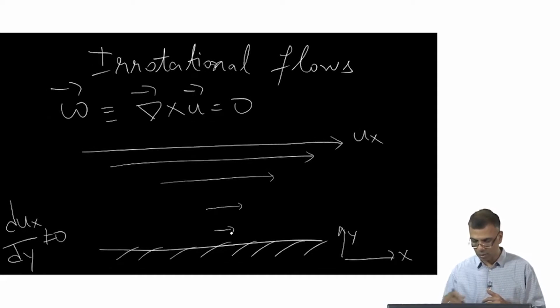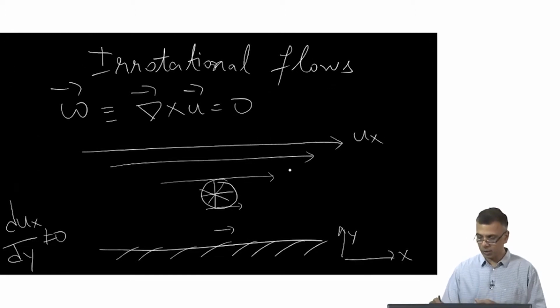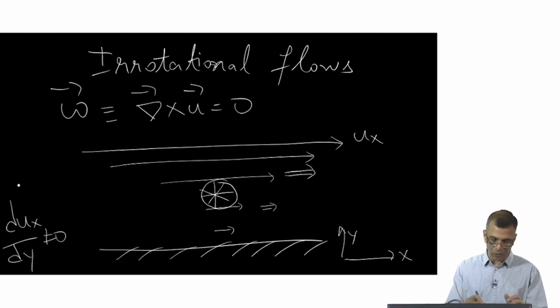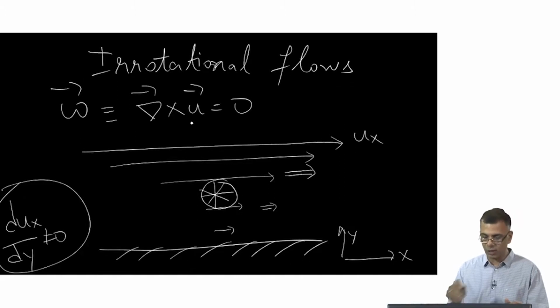If you placed a little paddle wheel in here, it would rotate, because the force on top is slightly larger than the force on the bottom, so it would rotate. So this is a situation where the curl of u is not 0.